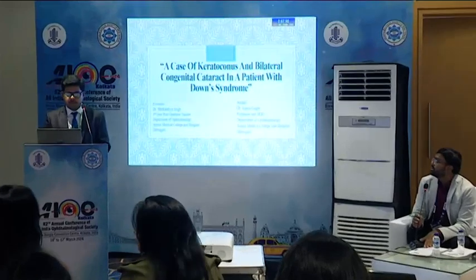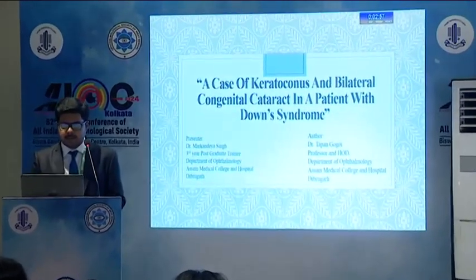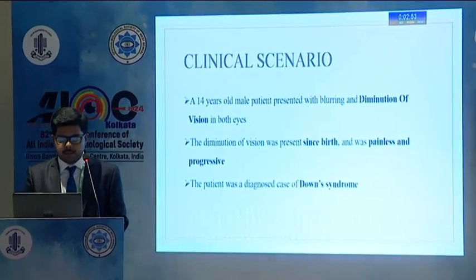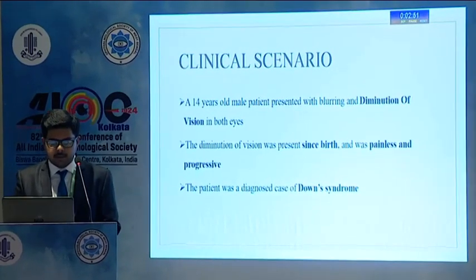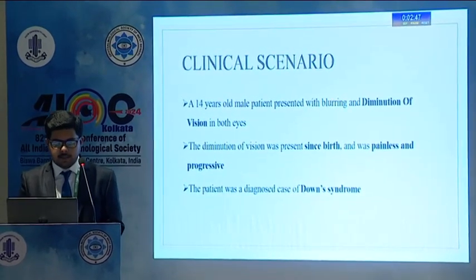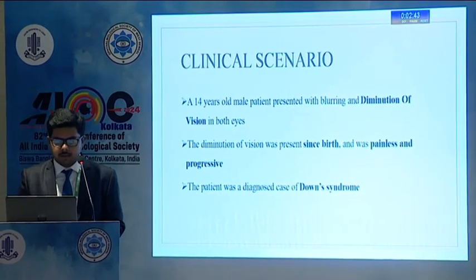Good morning. I'm Dr. Markandeya Singh. I will be presenting a case of keratoconus and bilateral congenital cataract in a patient with Down syndrome. A 14-year-old male patient presented with blurring of vision and diminution of vision in both the eyes, and the diminution of vision was present since birth and was painless and progressive. And the patient was a diagnosed case of Down syndrome, that is trisomy 21.